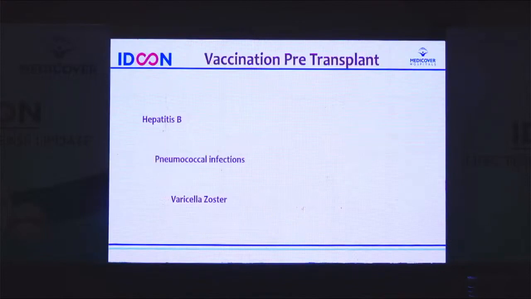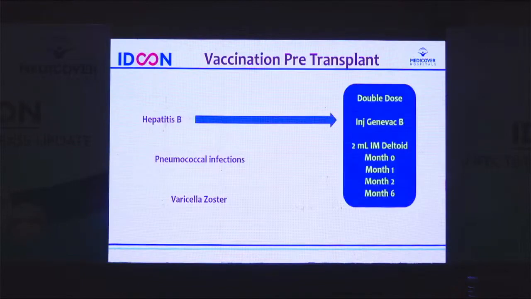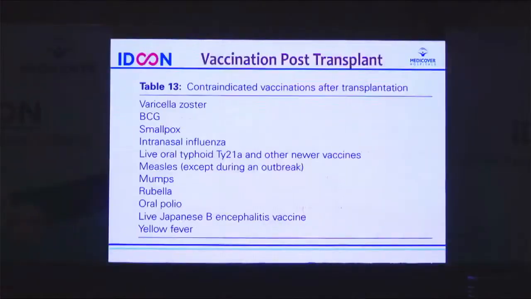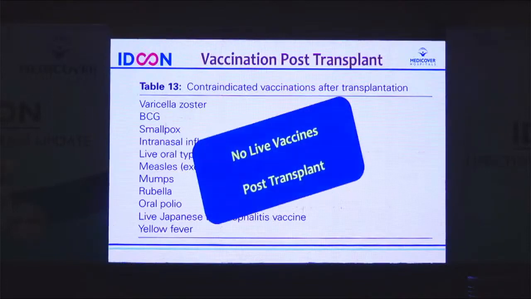So vaccinations pre-transplant, which Mithil has explained. Basically, in practice, we give 3 vaccines. We vaccinate against hepatitis B, pneumococcal vaccines, and varicella infections. For hepatitis B vaccination, we give a double dose because the inherent immunity is low and seroconversion chances are a bit less. And vaccinations post-transplant are also very crucial. Don't miss out on all those things. Remember one thing: post-transplant, no live vaccine.